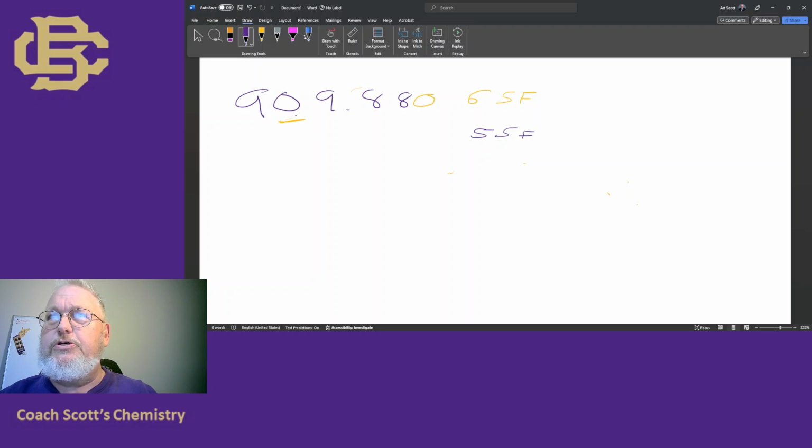All right, there's 1, 2, 3, 4, 5. I'll look to the right. If it's greater than 5, I'm going to round up. If it's less than 5, I'm going to round down. So I would just write 909.88. That gave me 5 sig figs. Let's do 4 significant figures. 1, 2, 3, 4. Now I'm going to look to the right, and that's an 8. That means I've got to round up. So now I'm going to write 909.9. That's 4 sig figs.